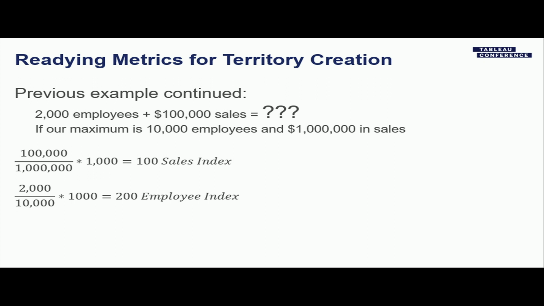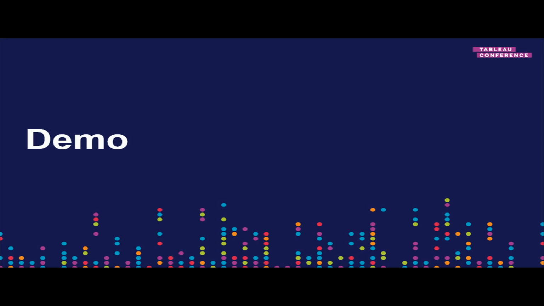We do the same thing with employees. In this example, we'd get an employee index of 200, right? 2,000 employees divided by our 10,000 max in our data set, and we'd have 300 total index in that postal code. So right away we know, okay, this postal code has basically 10% the amount of sales of our best postal code, and about 20% of the employees of our best employee postal code. Right. So now that we've set the stage for that, we're going to get into the demo.